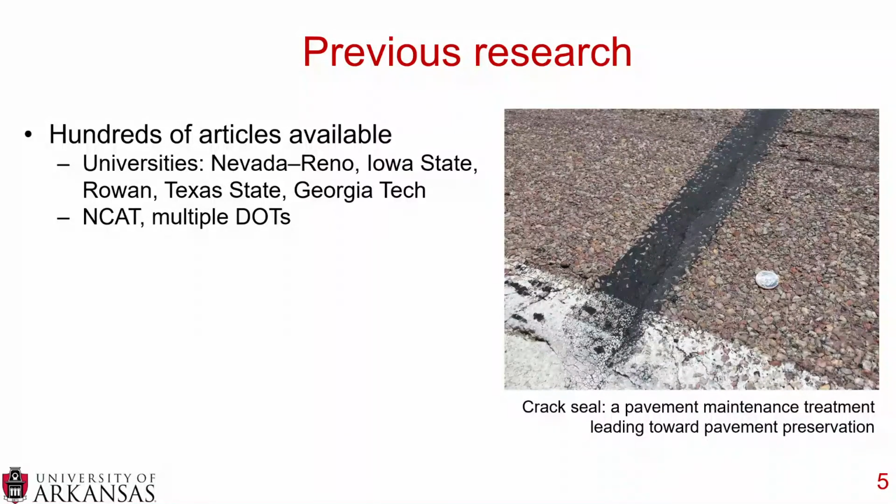Now, if you look back in literature, there are literally hundreds of articles available on pavement preservation, on pavement maintenance, and on pavement rehabilitation. So just a very quick overview, there's multiple universities that have looked at this, including but not exclusively Nevada, Reno, Iowa State, Rowan, Texas State, and Georgia Tech. Also, NCAT, the National Center for Asphalt Technology, has done a lot of research on this, and they have a very nice website on it right now, if you go check that out. And then obviously multiple DOTs have done research as well.